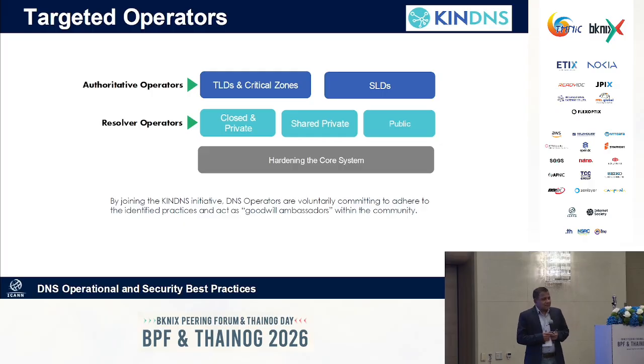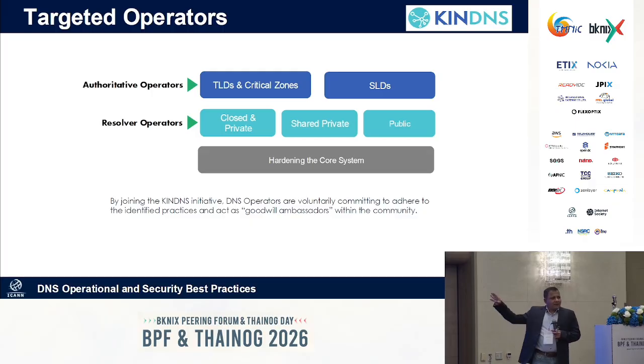So MANRS is basically for secure routing, right? You have guidelines to secure your routing infrastructure, whereas DNS is pretty much the same thing, but for DNS security, right? So if you can follow the kindness practices, then you can basically apply all these best practices in your DNS infrastructure. Now, when you think of kindness, we are focusing on different operator categories.